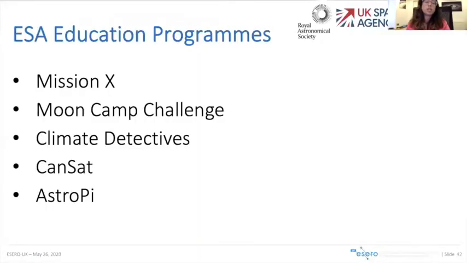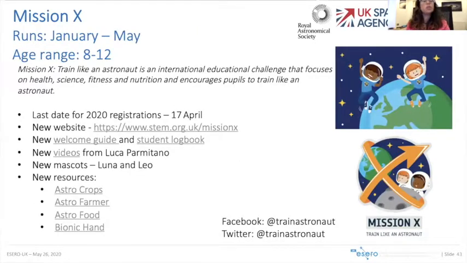So I've already mentioned Mission X, but there's a few more as well. Mission X normally runs from January to May. It's online, so I think it is still running, although of course actually doing the events is the issue at the moment. But all the resources are online. There's some new ones, they're fantastic. I'm going to show you a couple at the end. I'd normally do them with you if we were face to face, but I'll show you a couple at the end just to show you how easy they are to use and how you can drop them into lots and lots of different topics and classes.